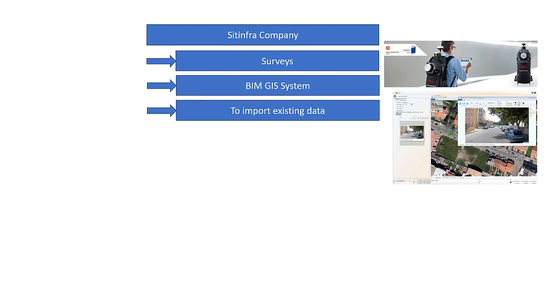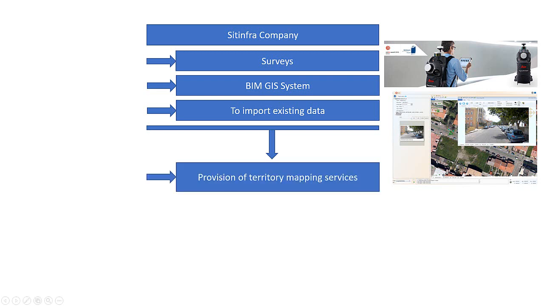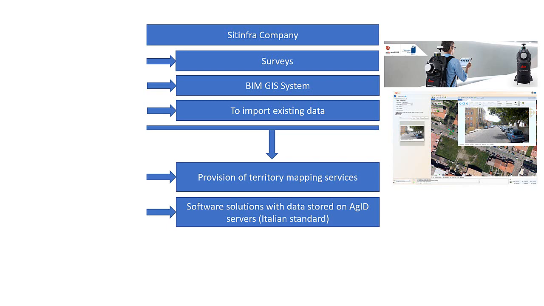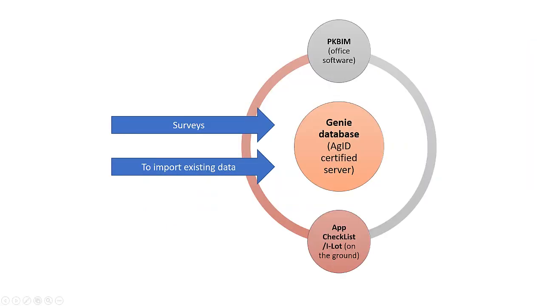Through the surveys and importing existing data, like other surveys or other GIS information, the company is able to provide services in the mapping of territory. All data is then stored in a database on an AGID certificate server. As you can see in this schema, from surveys or importing existing data, we can populate the system.